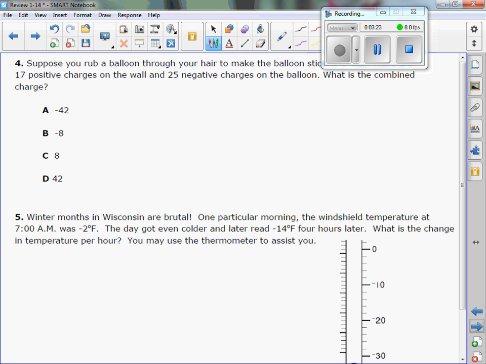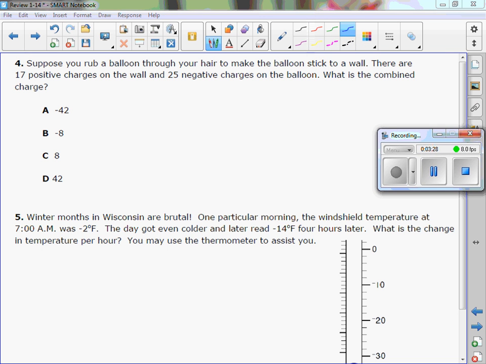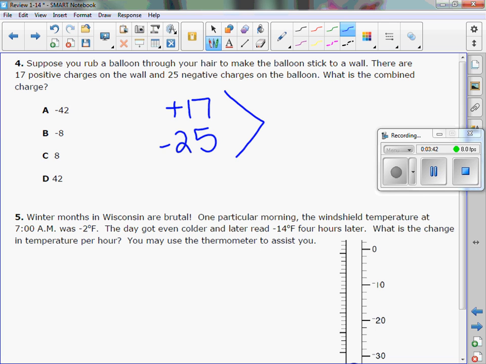Number 4. Suppose you rub a balloon through your hair to make the balloon stick to the wall. There are 17 positive charges on the wall and 25 negative charges. What is the combined charge? So remember, whenever we're adding a positive and a negative, we really subtract their values. Because remember, 17 of those positives are going to cancel out 17 of my negatives. I'm still going to have some negatives left over. We just have to determine how many negatives will be left over.